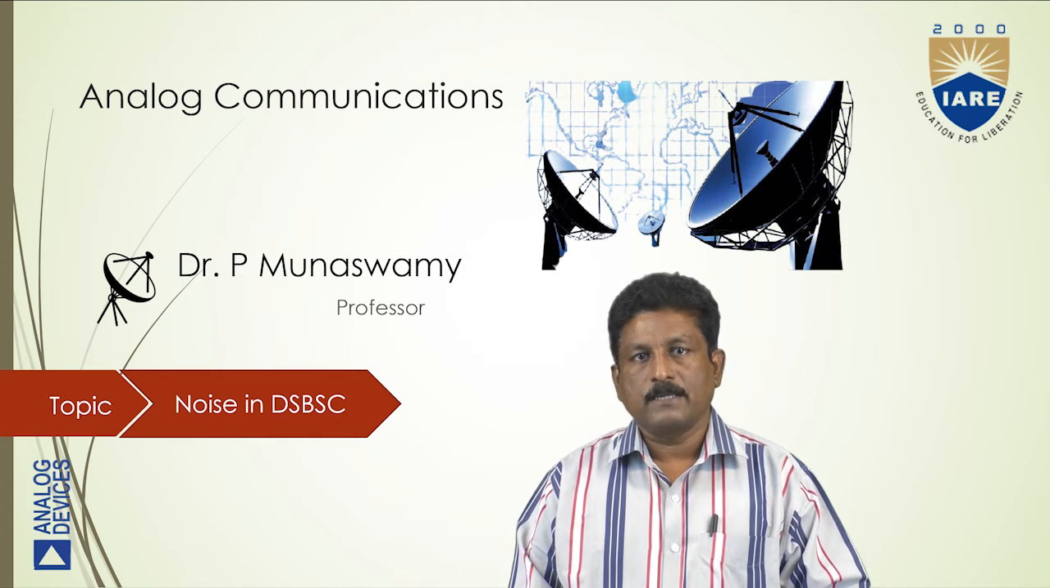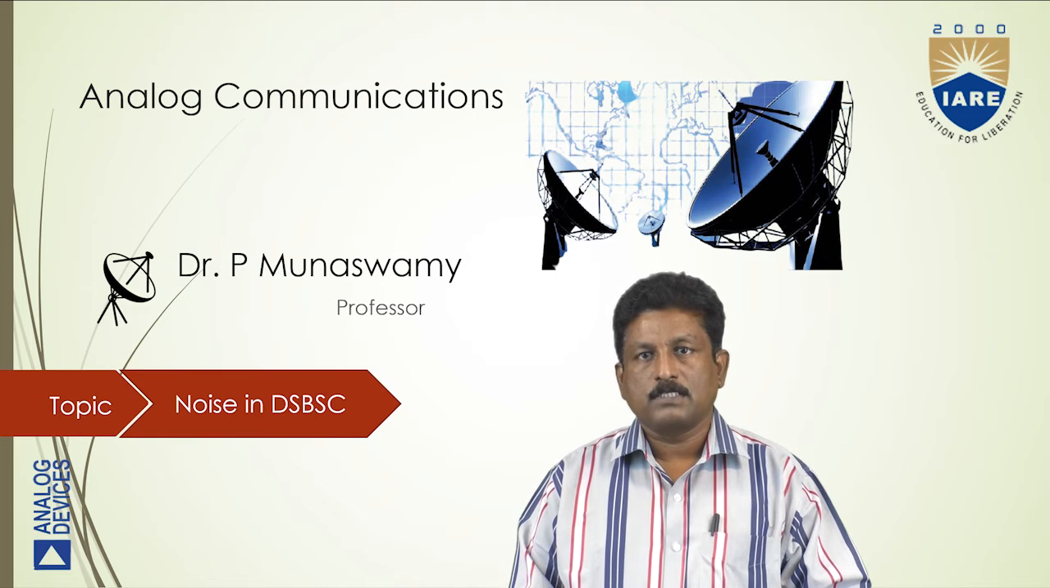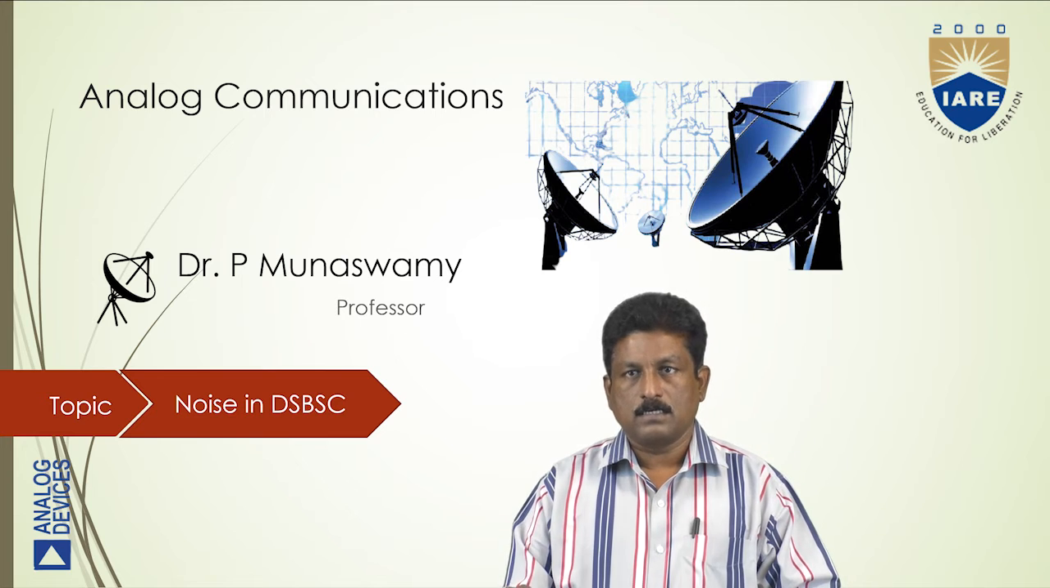There we transmit the carrier signal and two sidebands, the upper sideband and the lower sideband. Whereas in the DSBSC wave, double sideband suppressed carrier, we suppress the carrier signal, as the name itself indicates, and transmit only the two sidebands, the upper sideband as well as the lower sideband. So here we are analyzing the effect of noise in double sideband suppressed carrier for this session.